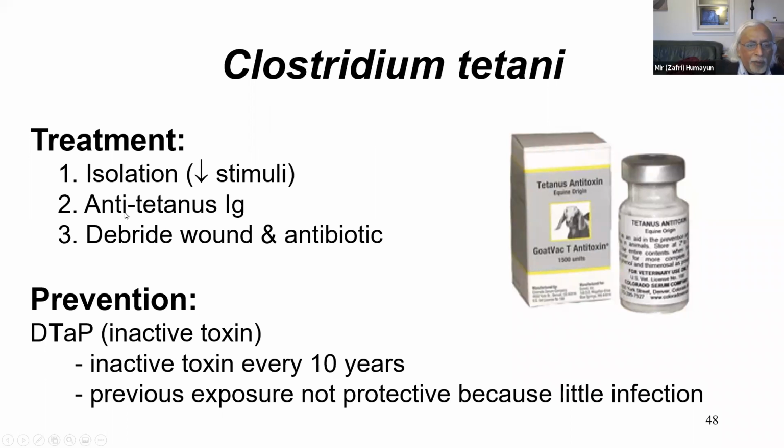And the treatment is anti-tetanus immunoglobulins. And if the tetanus infection has started at the surface, then debriding the wound, that is surgically opening up the area and scraping off the tissues that are infected along with the bacteria, is very important. An antibiotic to prevent further growth is also important. Tetanus is basically prevented by a vaccine, again, the same vaccine. But the vaccine needs to be repeated every 10 years, otherwise it loses potency.